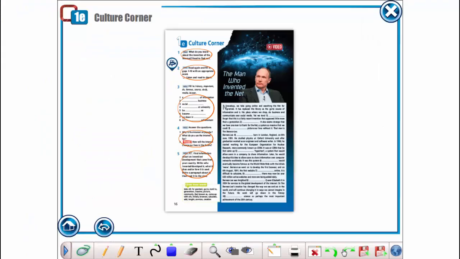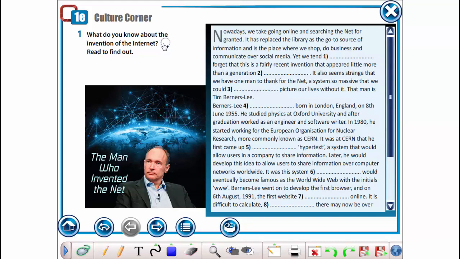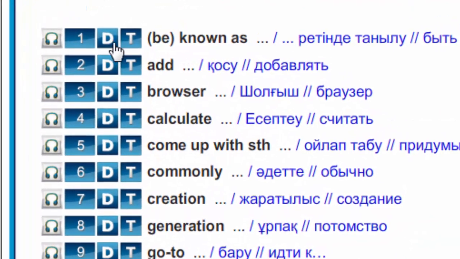And now let's speak about the man who invented the net. Open your books at page 16, exercise 1. What do you know about the invention of the internet? I know a man called Tim Berners-Lee invented the World Wide Web. Now listen to the new words, repeat them, and write them down in your vocabularies.